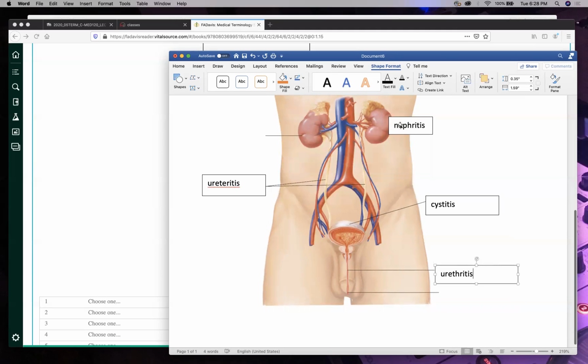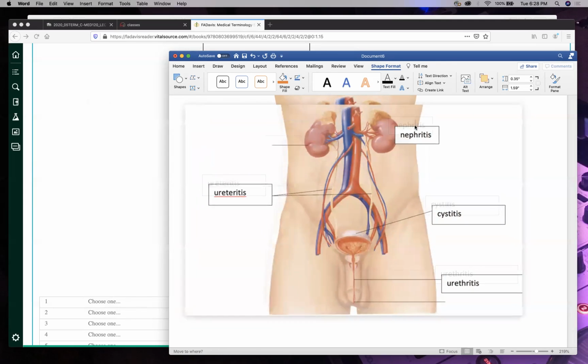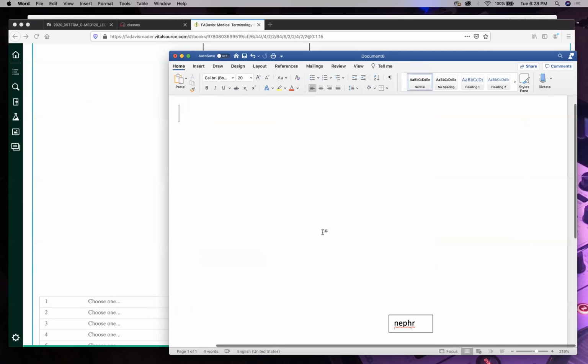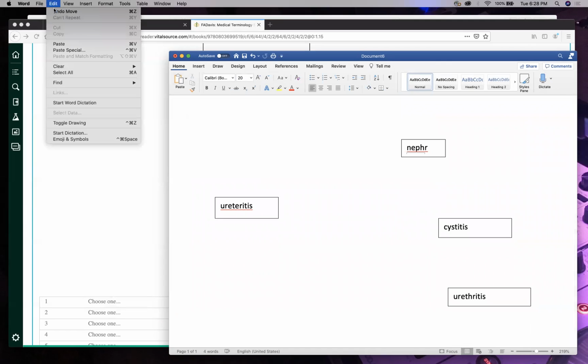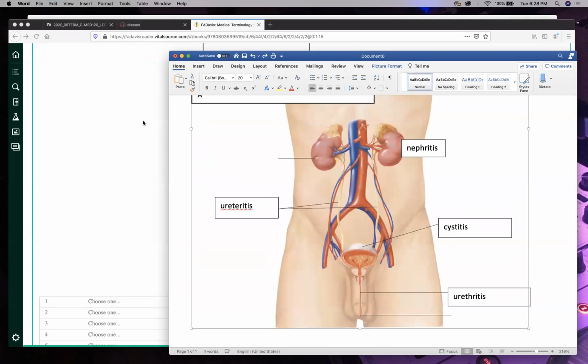So I could get nephritis. I should have put this bad boy over here. That would have looked better. Whoa. I messed up. What happened? Let's undo. There you go. This should have been here.